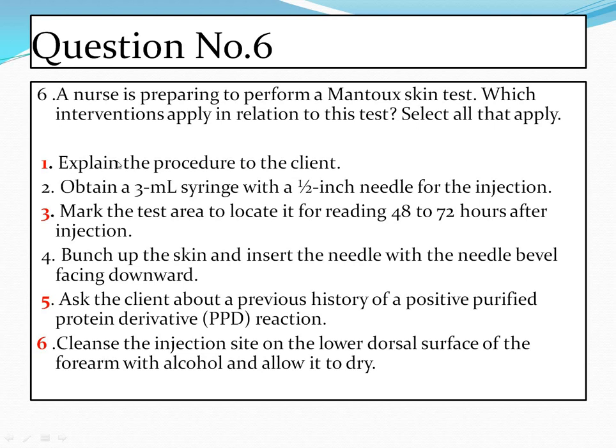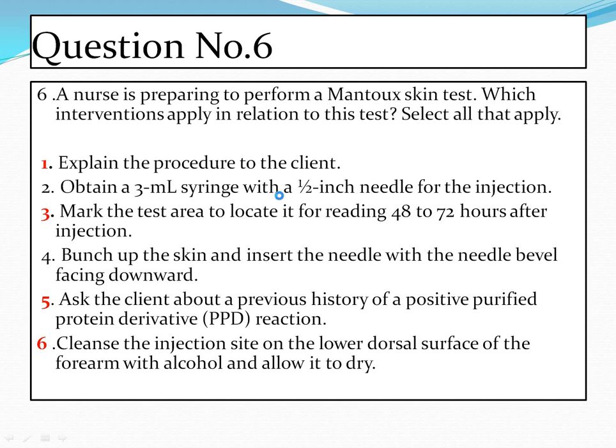Read it again. Explain the procedure to the client. It is right. Obtain 3 ml syringe with a half-inch needle for the injection. It's wrong. Mark the test area to locate it for reading 48 to 72 hours after injection. Correct. Bunch up the skin and insert the needle. Wrong. Ask the client about previous history of positive purified protein derivative. Yes, it is correct. Cleanse the injection site on the lower dorsal surface of the forearm with alcohol and allow it to dry. That is also correct. So options 1, 3, 5, 6.